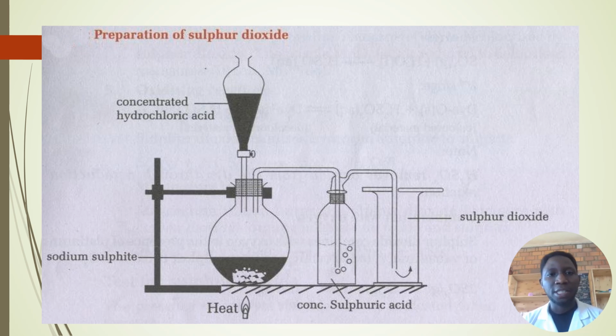Here we have the sketch that shows how sulfur dioxide is prepared in a laboratory. Here we have a round-bottomed flask. Here we have sodium sulfite. Remember, we pour here concentrated hydrochloric acid. Remember to heat. And then this bottle contains concentrated sulfuric acid. The role of this concentrated sulfuric acid is to dry the given gas of sulfur dioxide. This is the first method we can take for preparing sulfur dioxide.